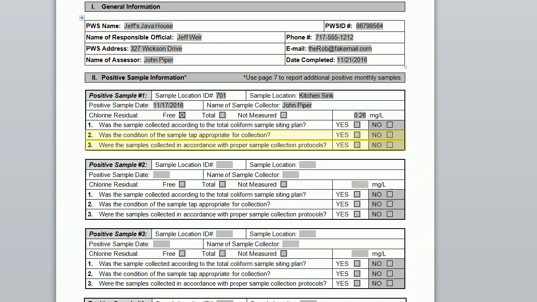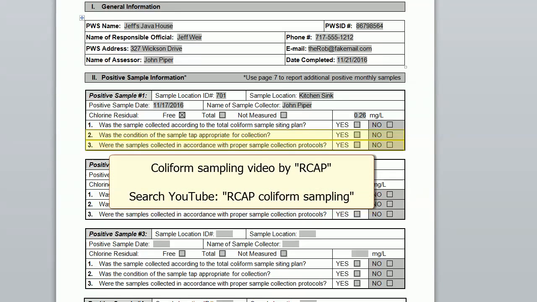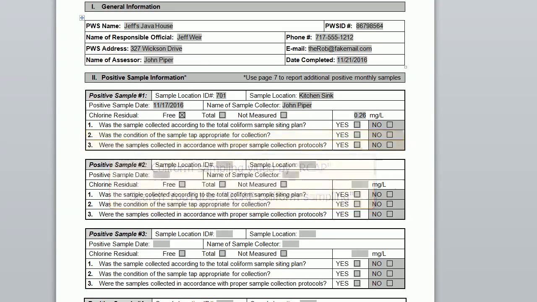For information to help you determine how to answer these questions or to help you ask questions of your sample collector, you can review the helpful video at the link listed in the video description or by going to YouTube and searching for RCAP Coliform Sampling. They put together a good video on proper sample collection.